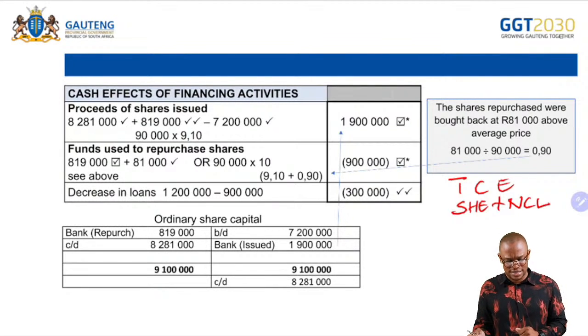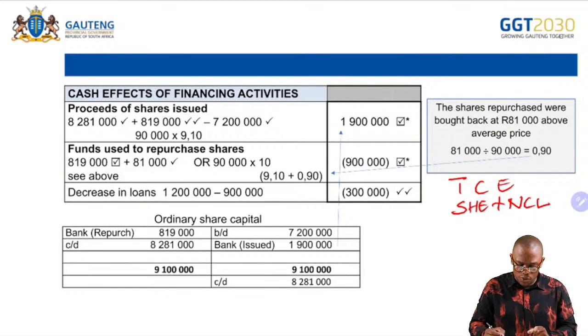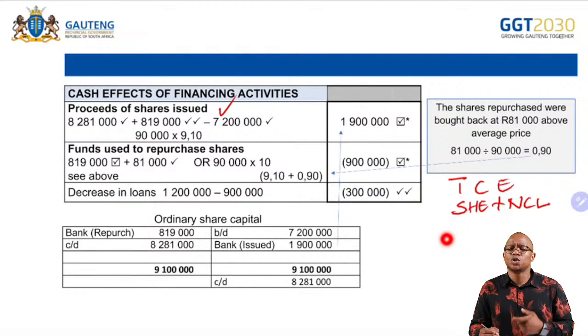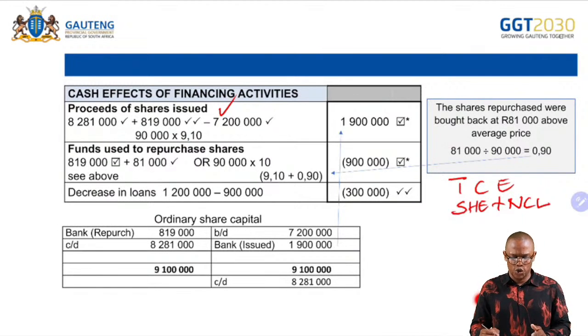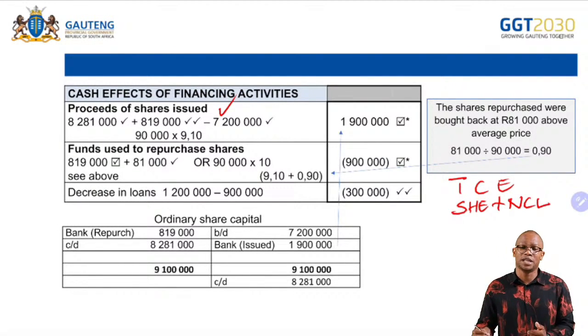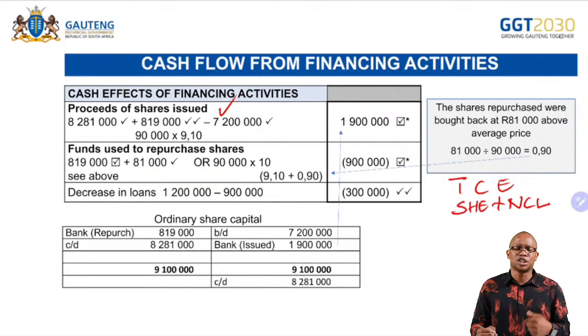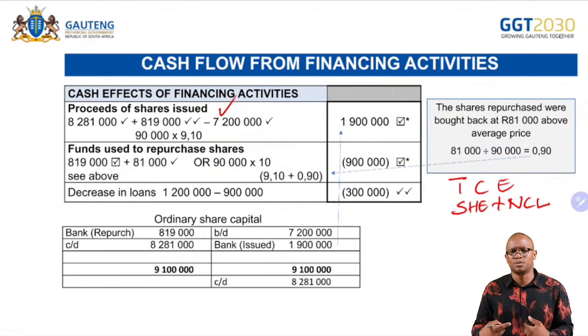Let's check why am I saying that. When you calculate your proceeds from shares issued, you must be able to do your ordinary shareholders' capital. If you can do the ordinary share capital, you will master this either in a ledger form or in a note form. Same applies when you do your repurchase, your funds used to repurchase shares. Remember, you must know your ordinary share capital. You must also know your retained income. Remember, that's when now the average price will come in as well as the amount paid above average price. So it is important to master those.